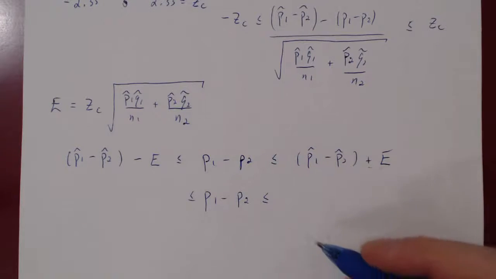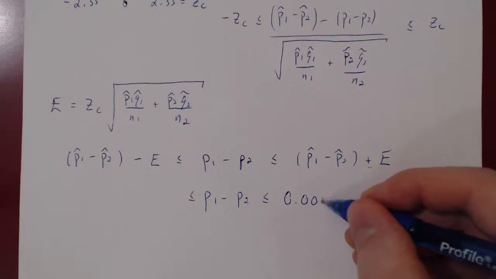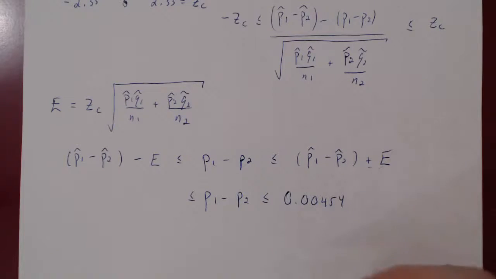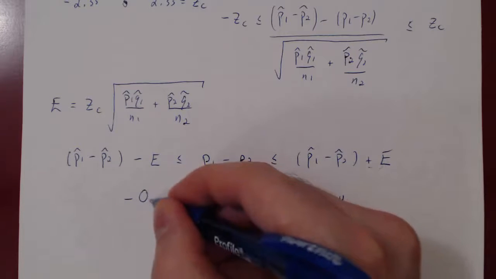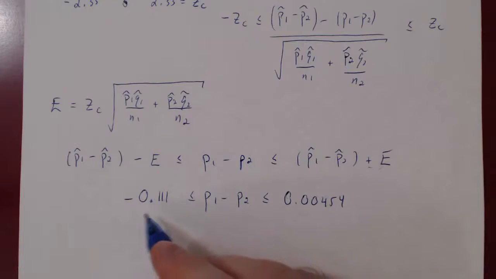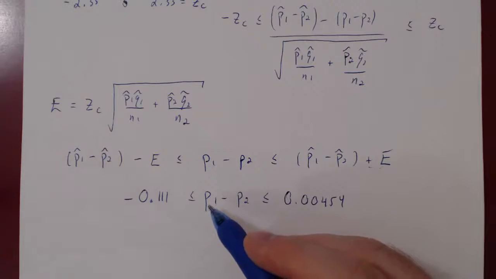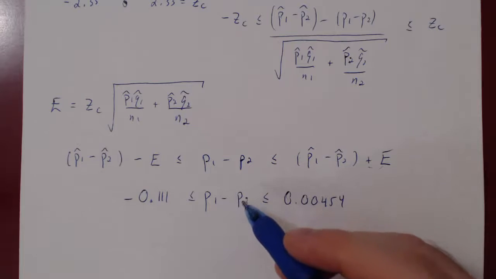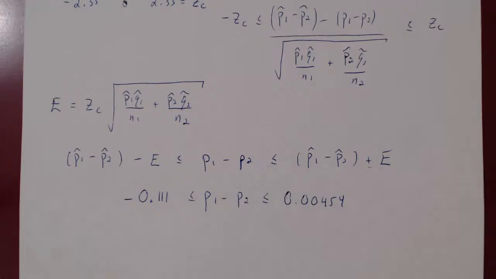And here's what you should find. It will be at most 0.00454 and at least negative 0.111. And this is our 98% confidence interval for the difference between the true proportion of defective USB keys manufactured in factory 1 and the true proportion of defective USB keys manufactured in factory number 2.